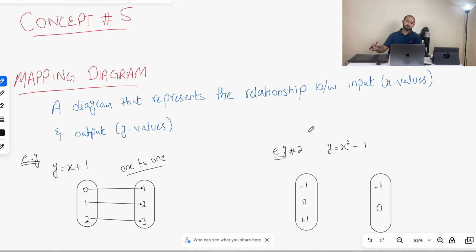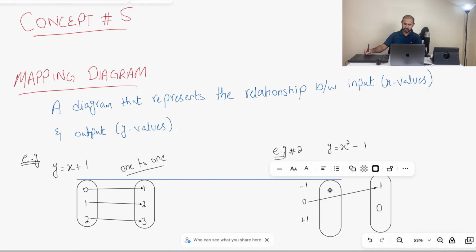Alright, now let's have a look at the second example over here. This one is a quadratic equation. Again, all sorts of equations are relations. If we substitute x equals 0, we're going to get y equals minus 1. So this x equals 0 would represent y equals minus 1. And if I substitute y equals 0, or in other words, if I substitute x equals minus 1, I'm going to get y equals 0.